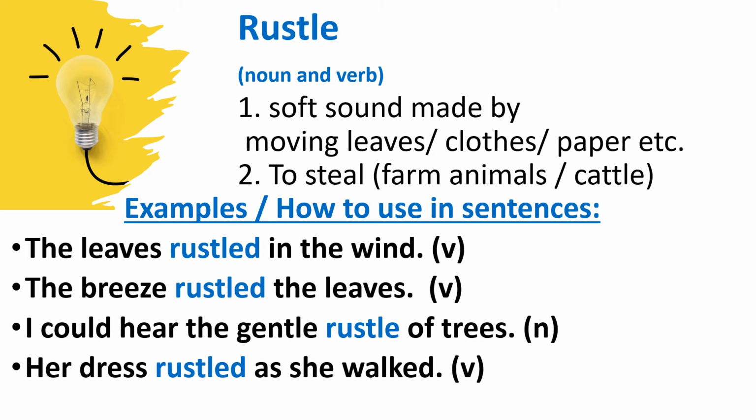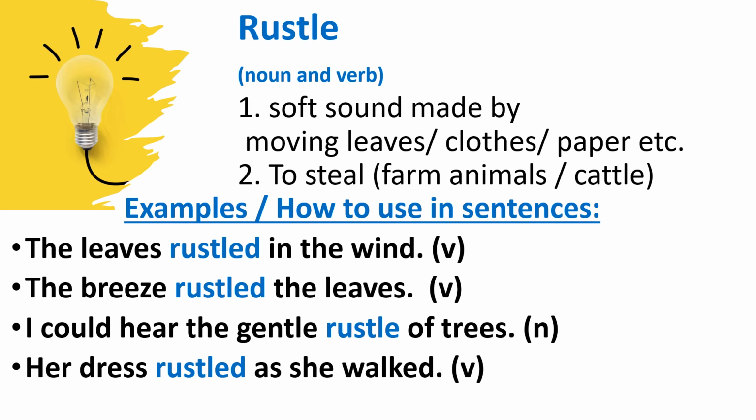The leaves rustled in the wind. The breeze rustled the leaves. Breeze means very gentle wind. Okay, in both these cases, it is the verb. Rustled is the verb over here. I could hear the gentle rustle of trees. Over here, it is the noun. You could hear that gentle sound.